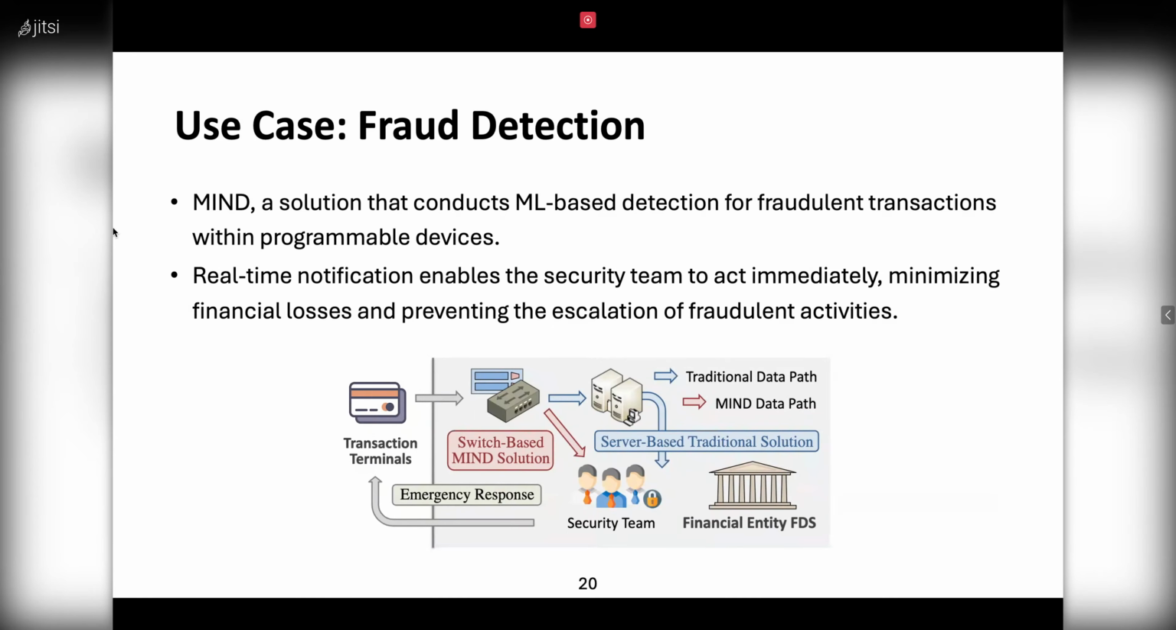Now comes the second key use case. It is not in finance anymore, it is in fraud detection. So we introduced Mind, which is a solution that conducts machine learning-based detection for fraudulent transactions within the programmable devices. Real-time notification can enable the security team, for example, in a financial entity or another entity, to act immediately, minimizing the financial losses and preventing the escalation of fraudulent activities.